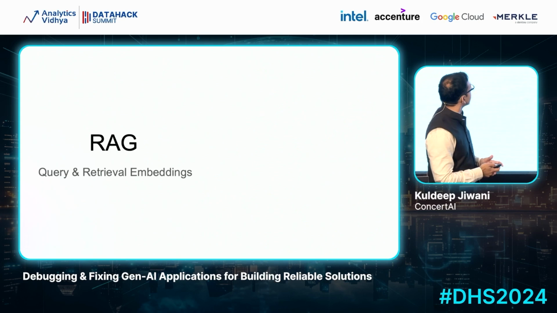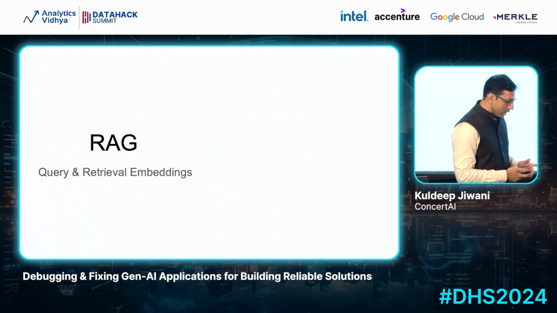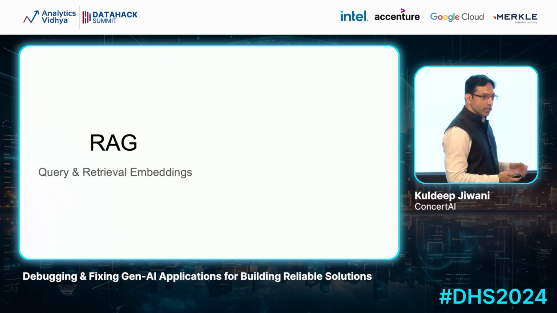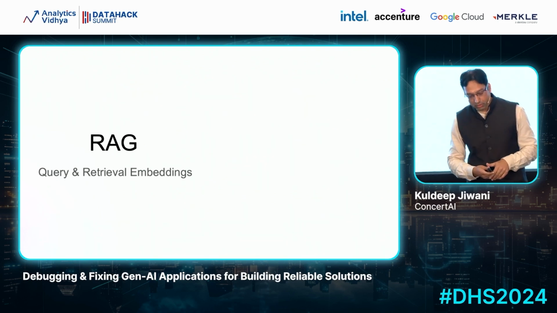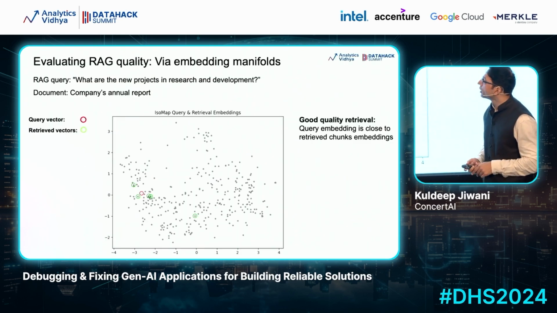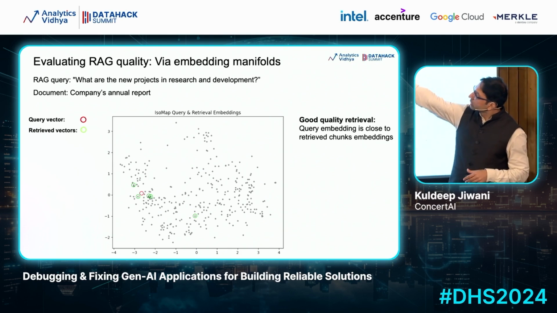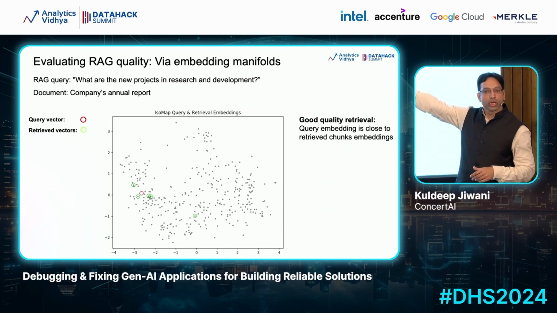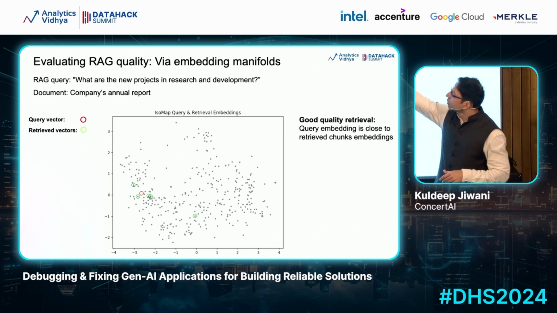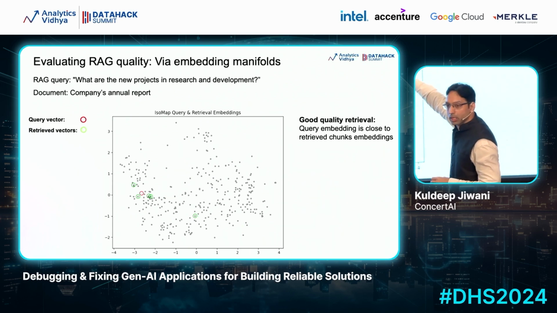I'll move on from this and now talk about the query and retrieval part. So that was the first part, embedding, how to look at the quality of the embedding model. Now let's look at the retrieval part, the query part. Look at the query at the top. I took a company report, a Microsoft annual report which I downloaded from the internet, and asked a question: what are the new projects in recent development happening in the company?